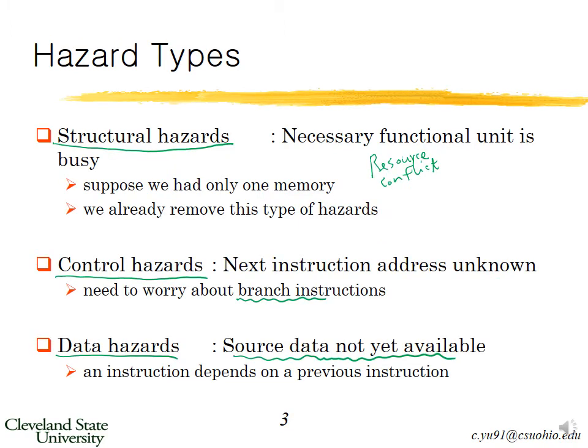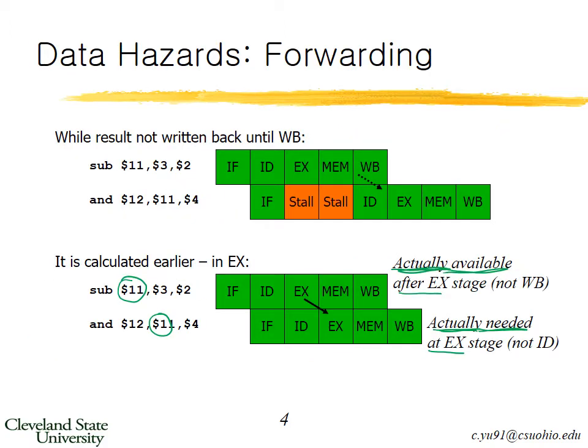So this is called pipeline hazard. There are three types, as discussed last time: structural hazard, control hazard, and data hazard. Data hazard has something to do with data conflict. Control hazard has something to do with the branch instruction. Structural hazard is a resource conflict. Regarding the data hazard, one of the solutions is called forwarding, or you can simply consider it as data feedback.